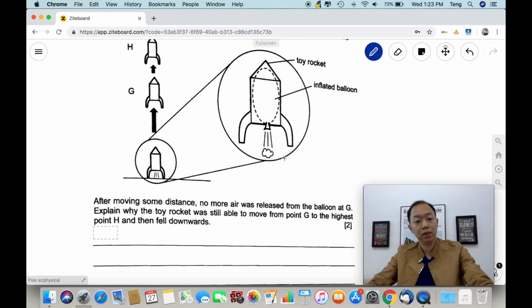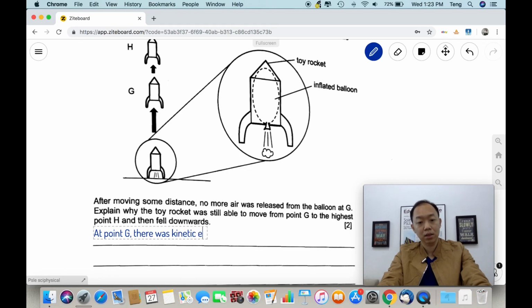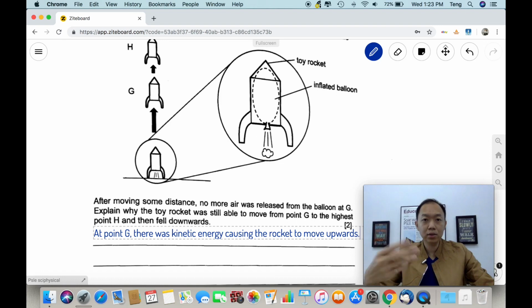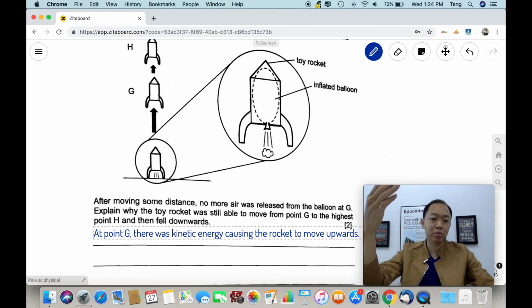So at point G, there was kinetic energy causing the rocket to move upwards. Okay, so there are actually two parts. One, why it could still move up, and then why at point H it fell down.